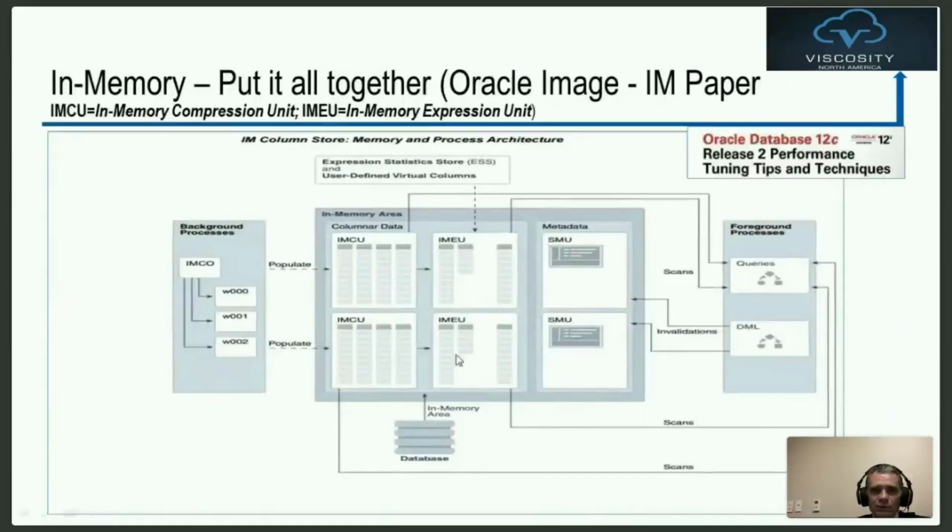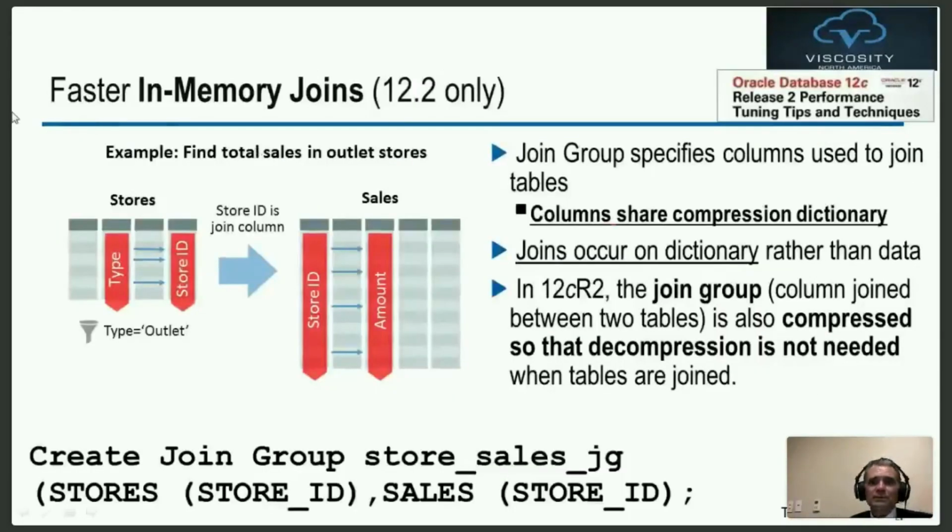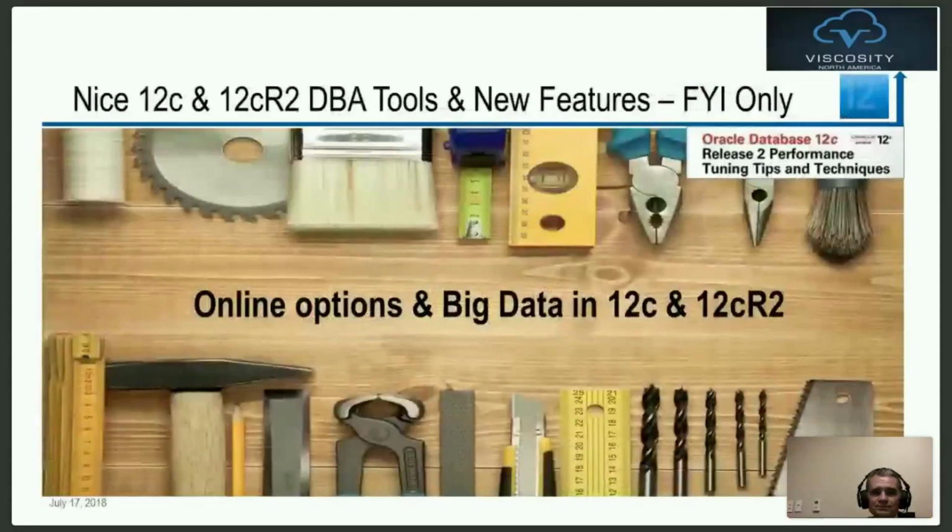And then this is just how Oracle internally is putting that in memory into these in-memory compression units. And then also if I use things like virtual columns or JSON, it puts this in this in-memory expression unit area. I also could do joins in memory. So I could build join groups, create a join group between stores and sales on store ID, and I'll store those together. Those columns will share a compression dictionary, which makes my joins now substantially faster.